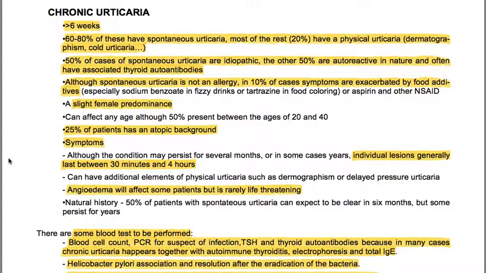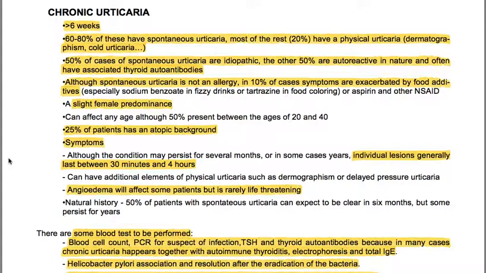Although spontaneous urticaria is not an allergy, in 10% of cases symptoms are exacerbated by food additives, especially sodium benzoate in fizzy drinks or tartrazine in food coloring, or aspirin and other NSAIDs. We have a slight female predominance and it can affect any age, although 50% present between the ages of 20 and 40. 25% of patients have an atopic background.